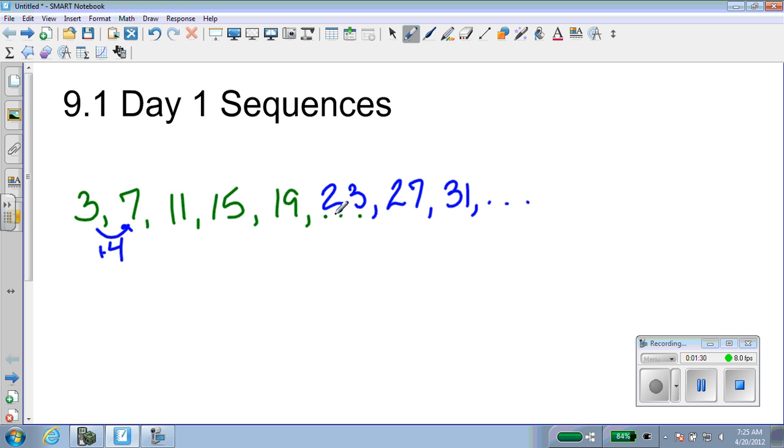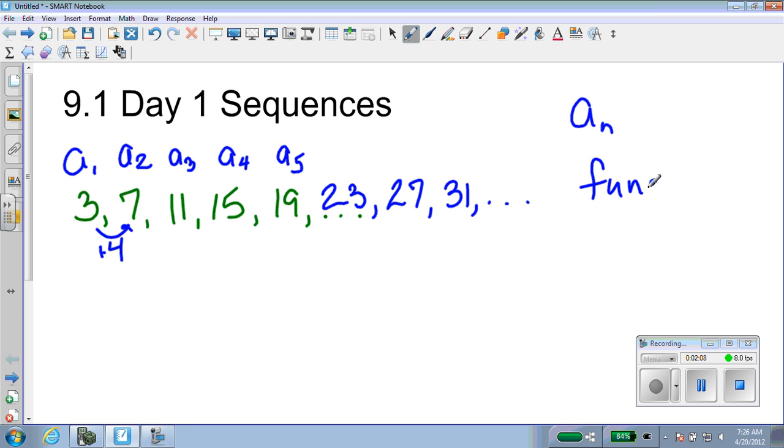The notation for sequences that we're going to use is A sub n, where the subscript tells us where we are in the sequence. So for the sequence I have here, A sub 1 will be the first term, or 3. A sub 2 would be the second term, or 7. A sub 3, the third term, which is 11. A sub 4, the fourth term, which is 15. A sub 5, etc.